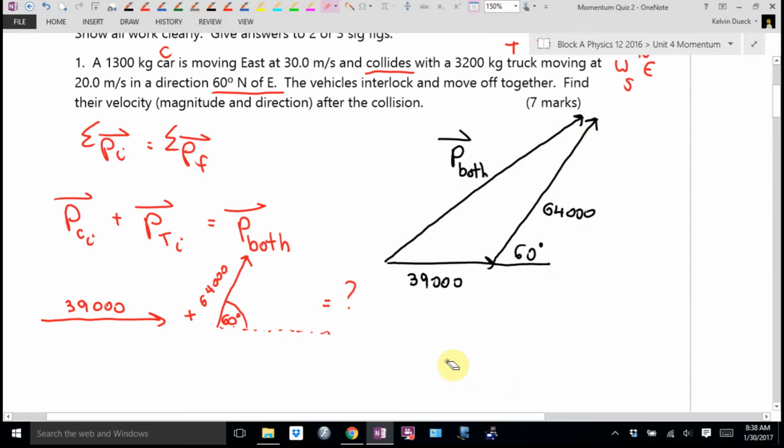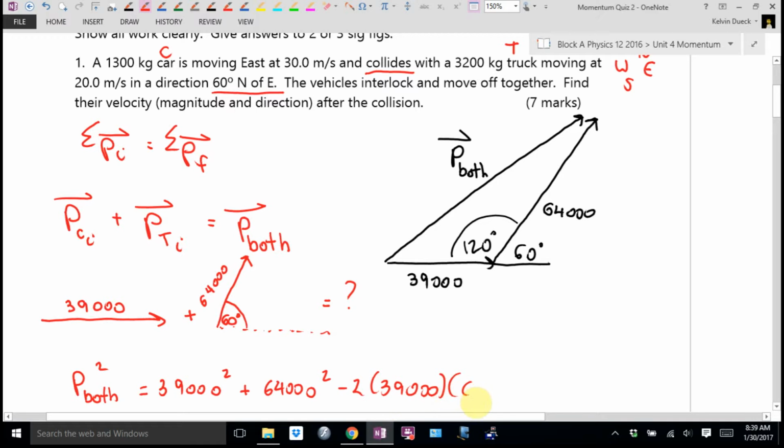How can I get an angle in my triangle? Okay, the straight line forms 180 degrees, so this angle here must be 120 degrees. Good stuff. Now I can start to do my cosine law. It's going to be the momentum of both squared is going to be 39,000 squared plus 64,000 squared minus 2 times 39,000 times 64,000 cos 120.